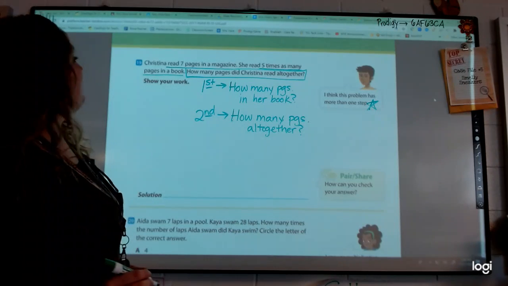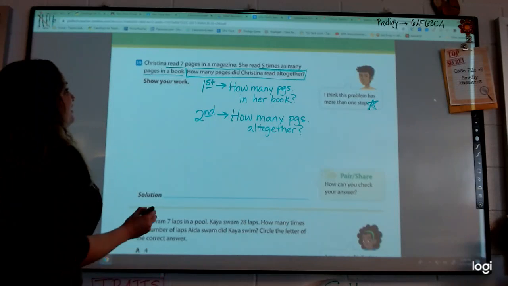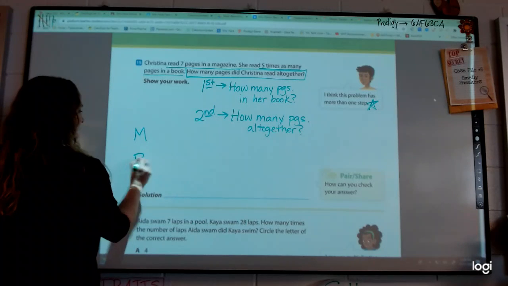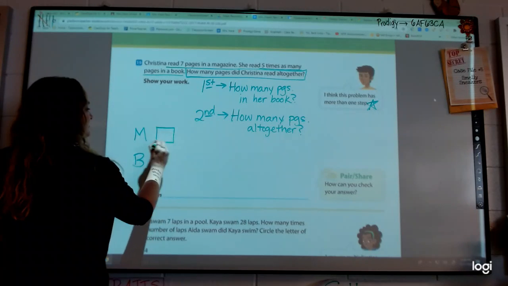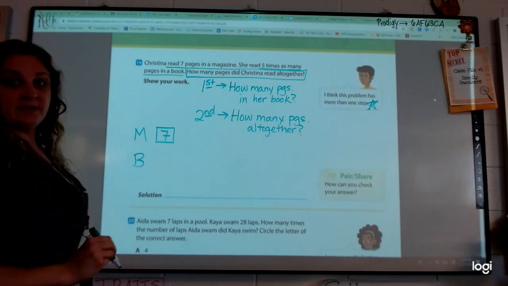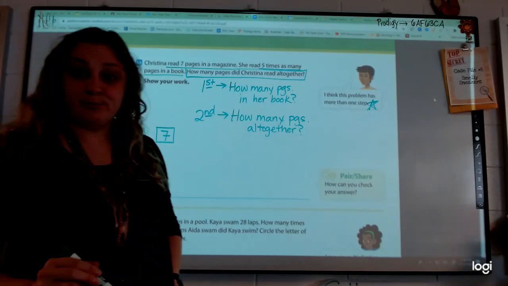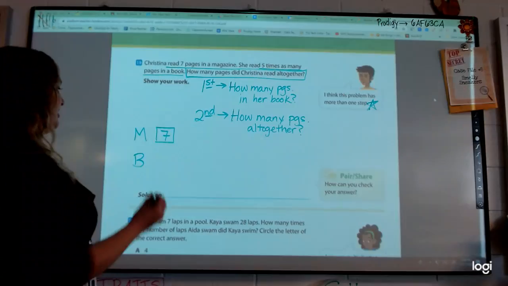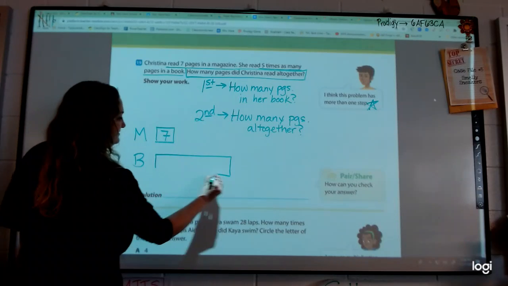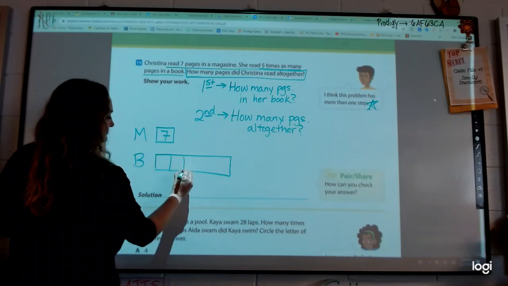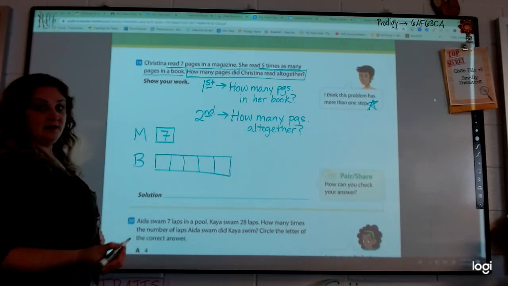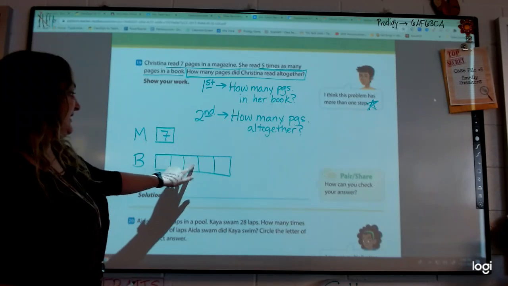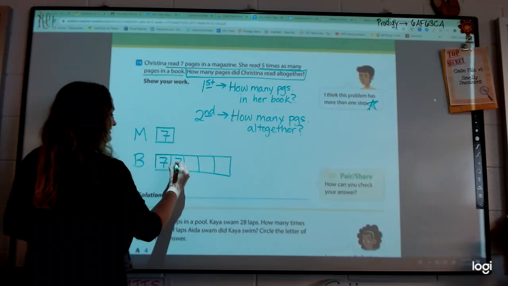All right, first thing, I would recommend that you draw a bar model. We know she read 7 pages in a magazine. So I'm going to use an M for magazine and a B for book. So magazine, she read just 7 pages. That's it. How many times more did she read in her book? Hopefully you're thinking 5. She read 5 times as many pages in a book. So our book needs to be 5 times bigger than the box for the magazine. And we know that whatever digit is in our single box on a bar model needs to be in each box below. So fill this in with all 7s.